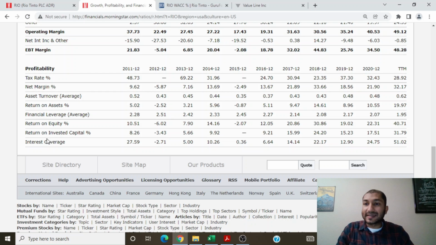Next is the return on invested capital. This number gives us an idea of how good the management is at allocating the company's capital and getting a return on that investment. Back in 2011, the company's return on invested capital was about 8.26%, and for the trailing 12 months, that number was about 31.8%.